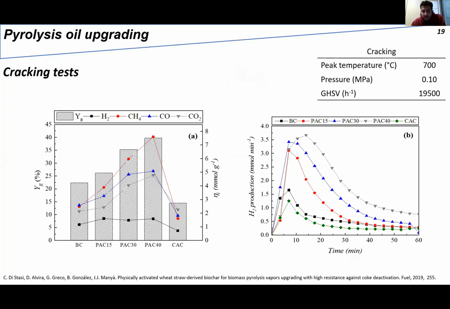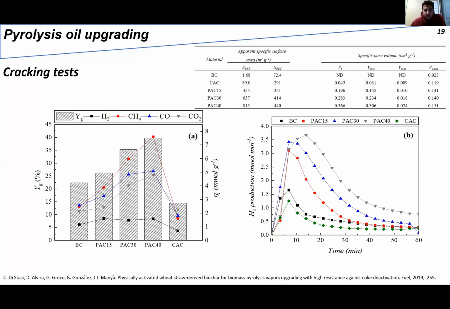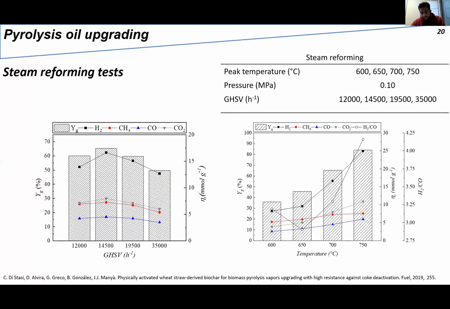On the right plot, you can see the H2 production in terms of millimoles per minute, and the area and the activation rate of the gray one, which is the PAC 40, so it's the best catalyst. It can be related to its surface area and the volume of micropores, because the PAC 40 had the highest surface area and the highest volume of micropores.